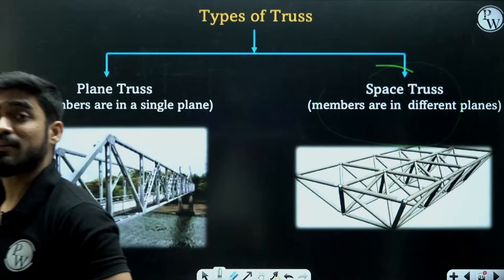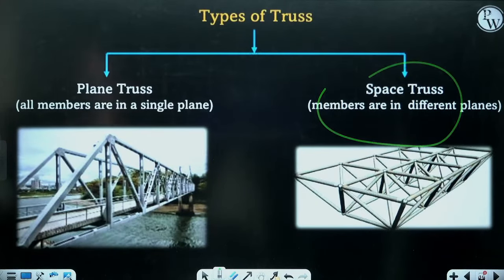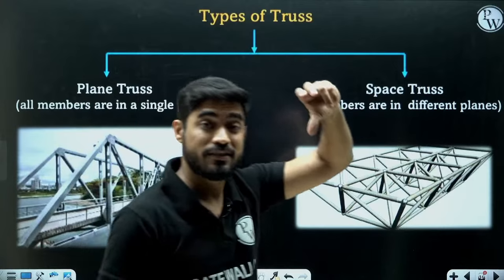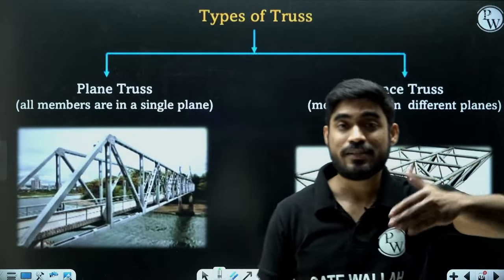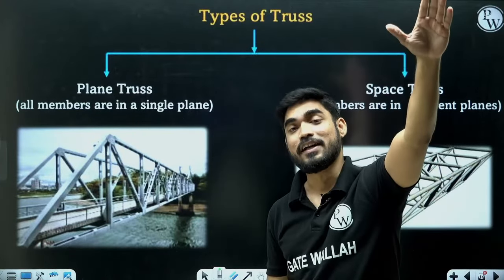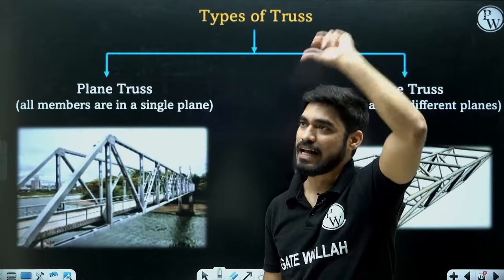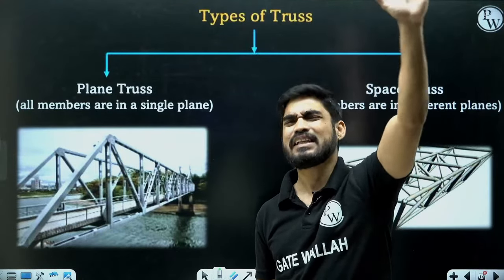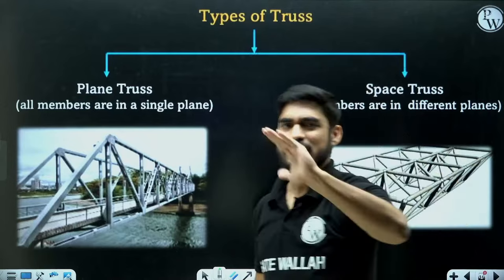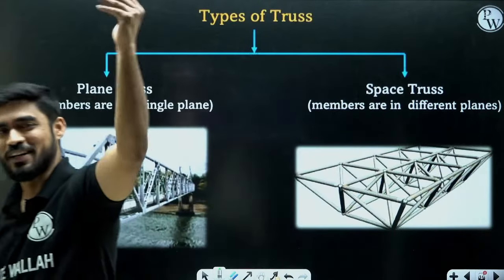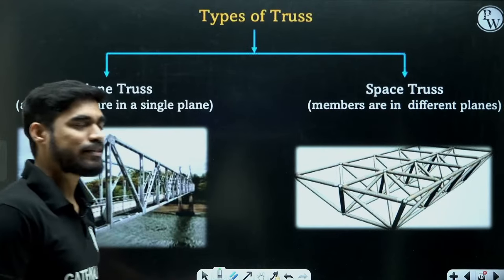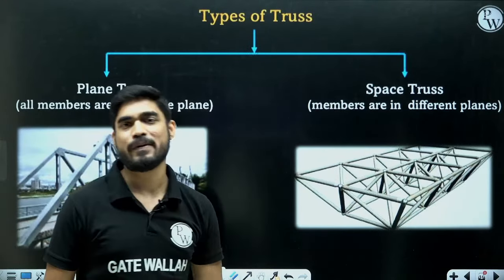Practical example, a mobile tower. You might have seen a mobile tower, or the tower which supports high tension cables. You might have seen these towers when you go on a road trip, because usually these high tension cables pass through open grounds. You can see those grounds when you go on a road trip. When you go outside the city, then you see these types of towers, and those towers are nothing but examples of a space truss.